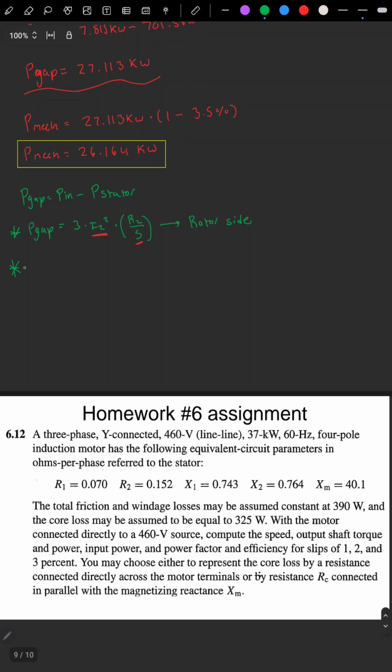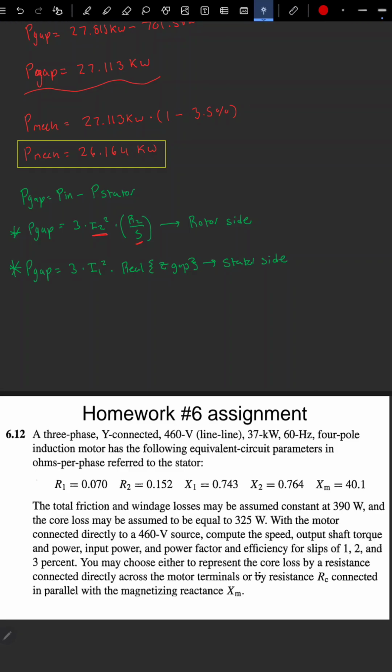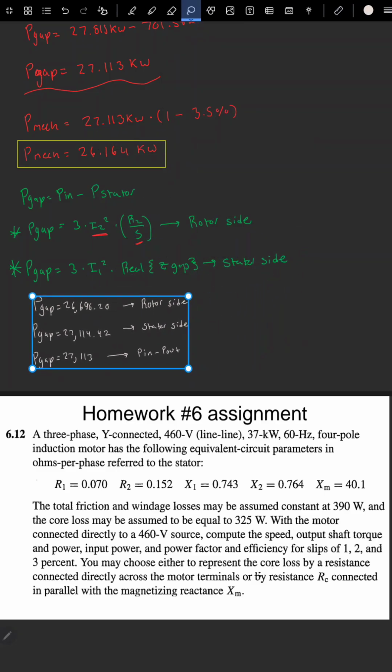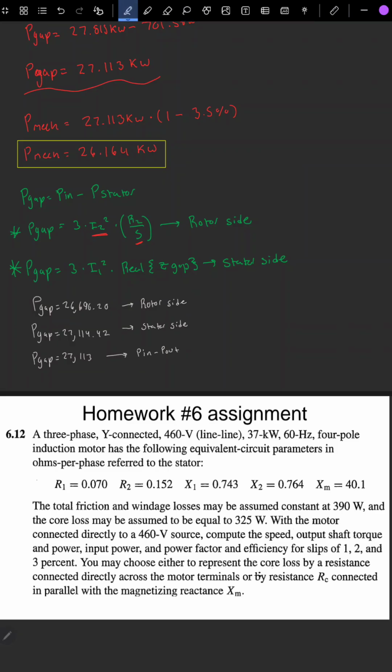Our second P gap equation would be 3 multiplied by I1 squared times the real part of the Z gap. And this is from the stator side. Long story short, they're all very, very close to each other. I just did the calculations, so this is basically what you're going to get. As you can see, they're all within the same realm.